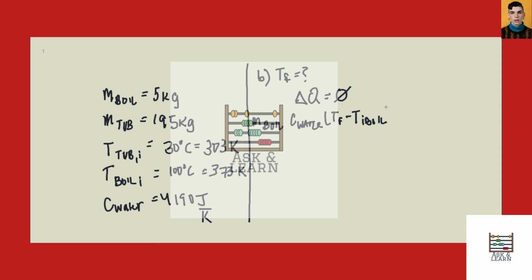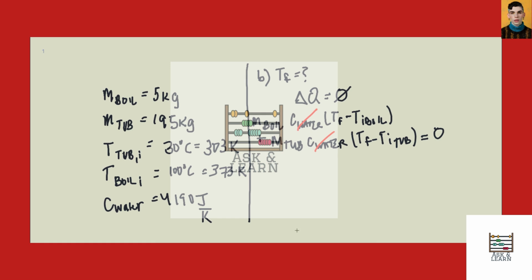Oops, I did those indices opposite the way I did them before, but hopefully it's not too confusing. Plus M tub, C water, T final minus T initial tub. And oh look, the C of the water cancels. I'm going to set that equal to 0. Now you can see that the C of the water cancels.